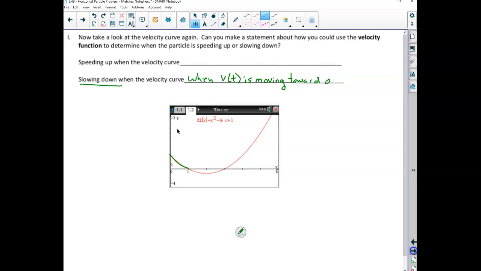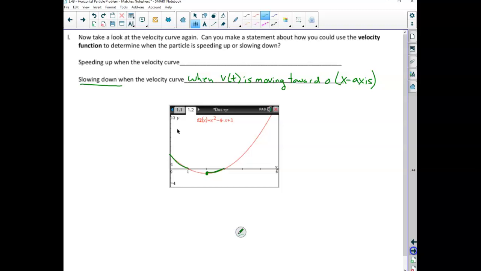Now, remember, when I'm taking 0, I'm thinking x-axis. So my function's moving towards the x-axis. Therefore, I'm slowing down. Check it out. From here, from my 2 to 3, again, I'm moving toward the x-axis, which means I'm slowing down.